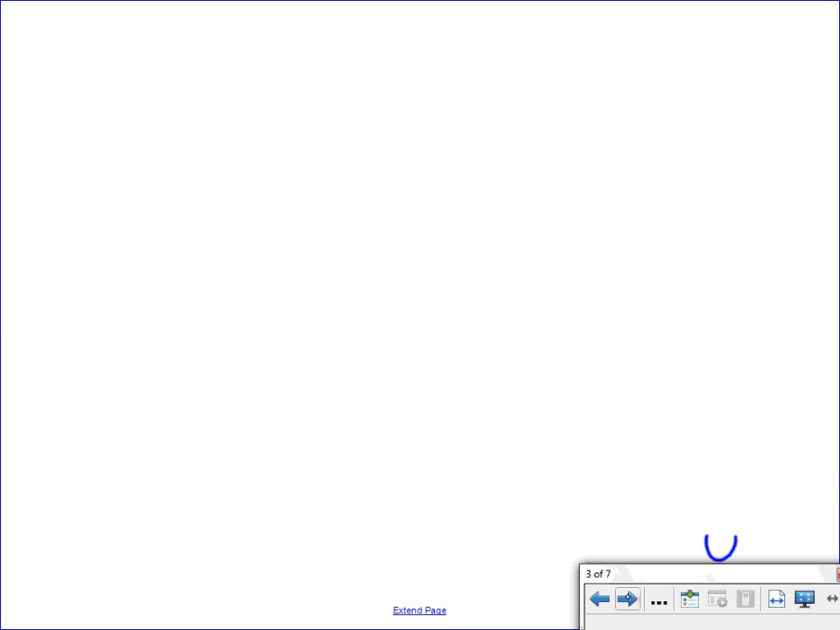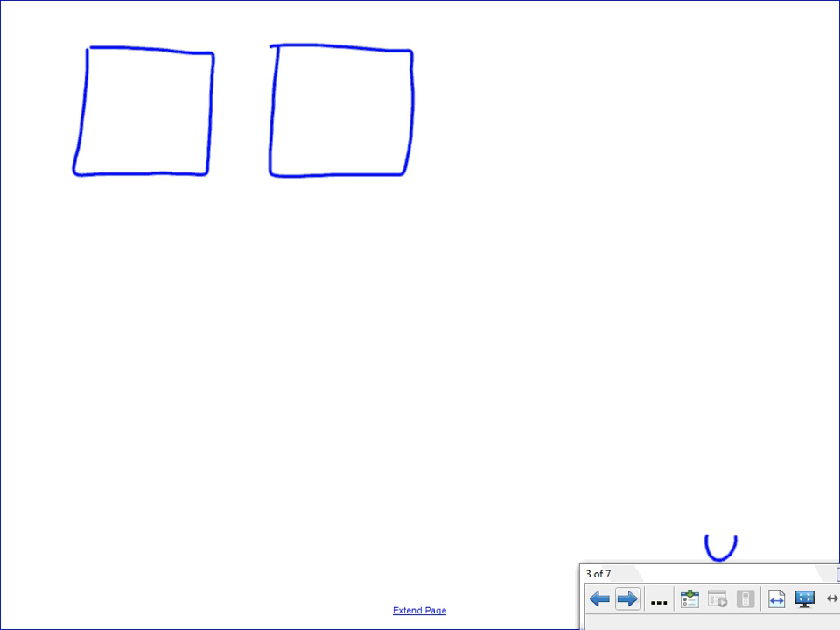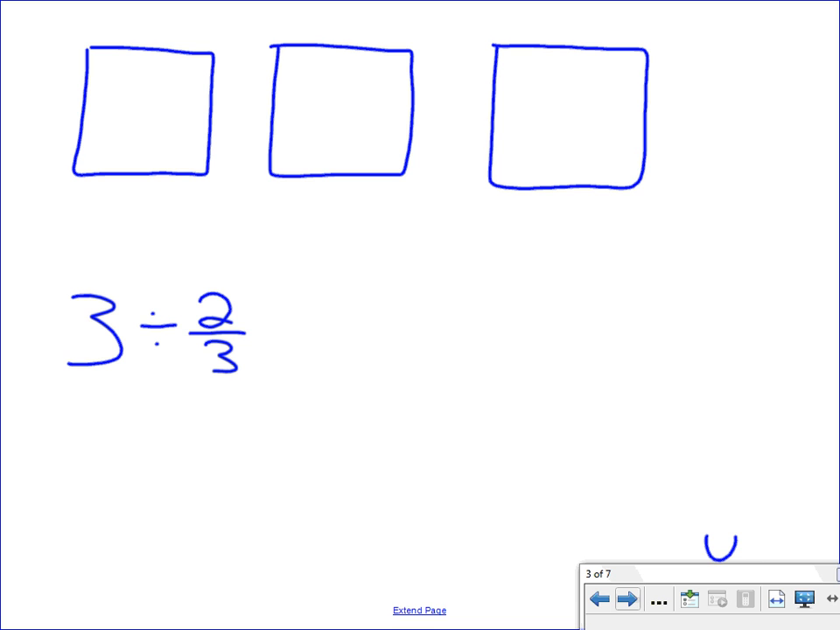Let's try another example. Let's do something with thirds this time. Boxes are easier to draw thirds with, so I'm just going to make 3 boxes. I'm going to have 3, and I'm going to divide it by 2/3, meaning I'm going to take 3 boxes, and I'm going to give 2/3 of it away. It doesn't really matter how I do it, it just matters that I do it. So let's go with 2/3 here.